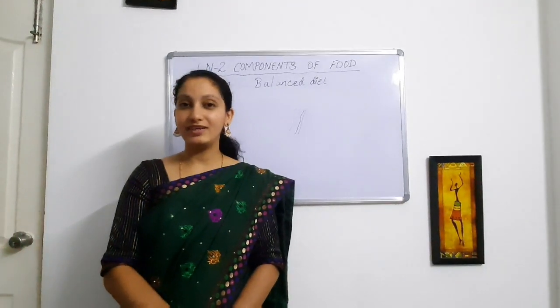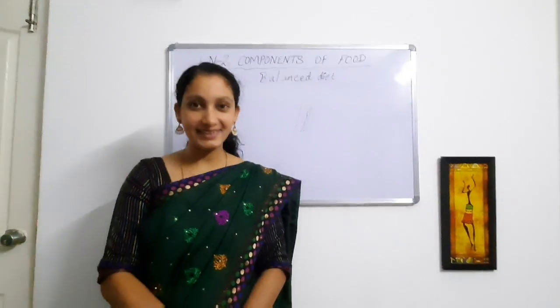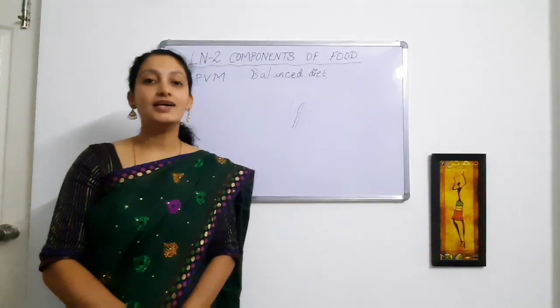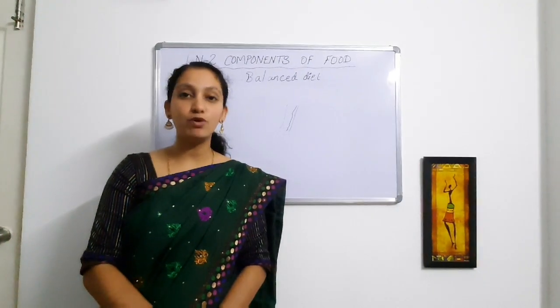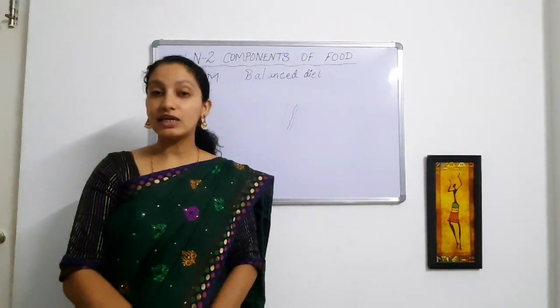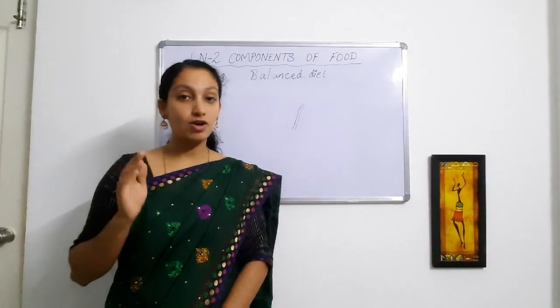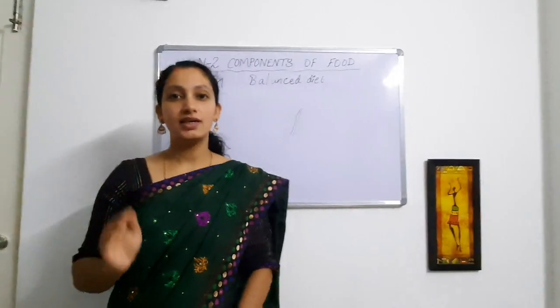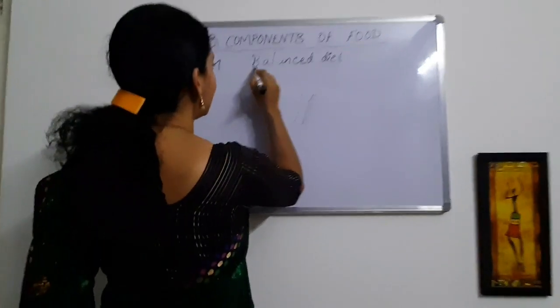So here we have a list of nutrients which are called the components of food required for our body in correct proportion. So these are required in adequate amount, that is called correct proportion. So that is named as balanced diet.